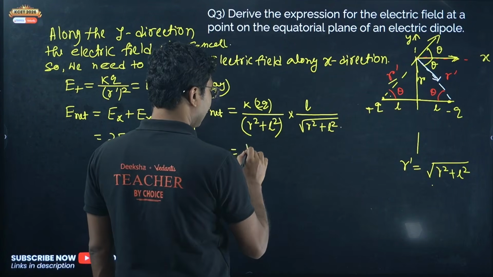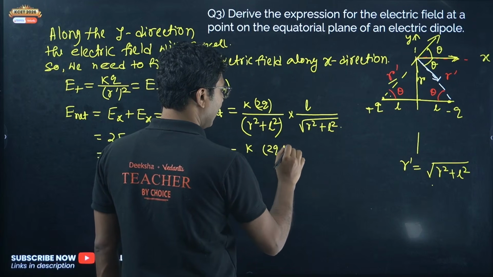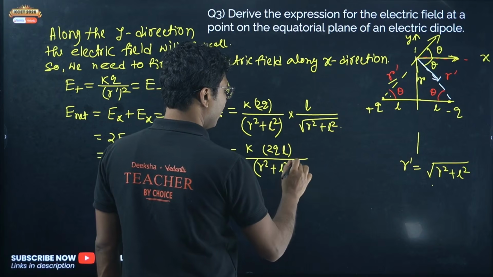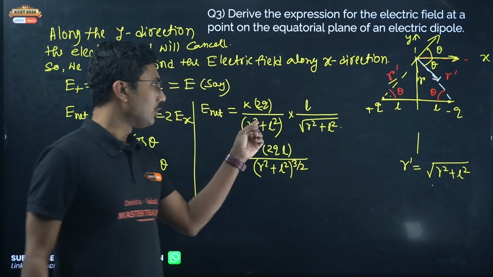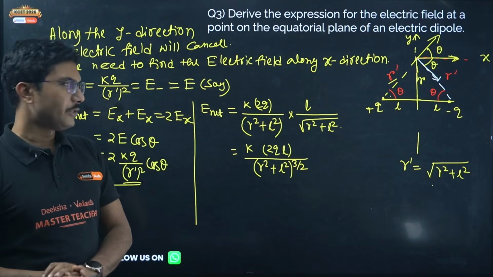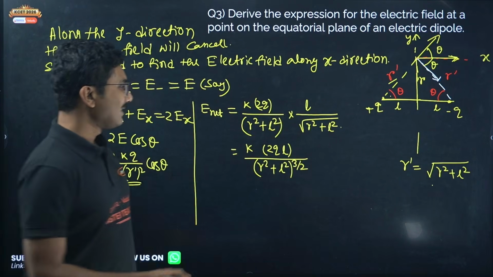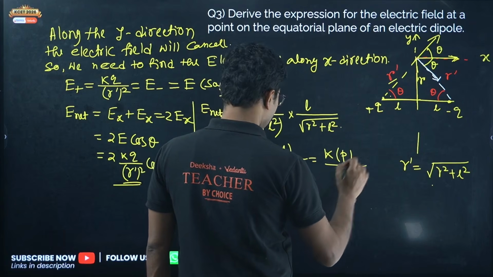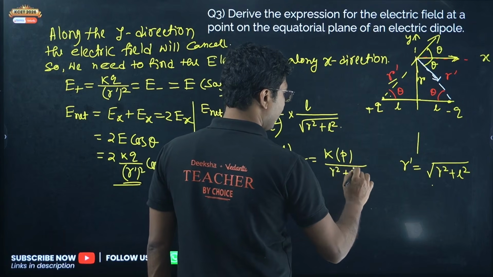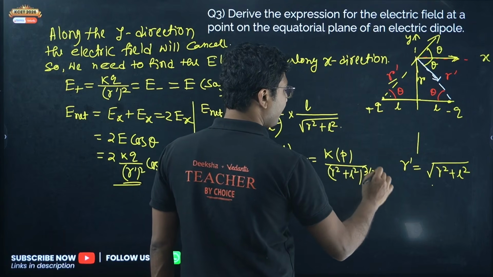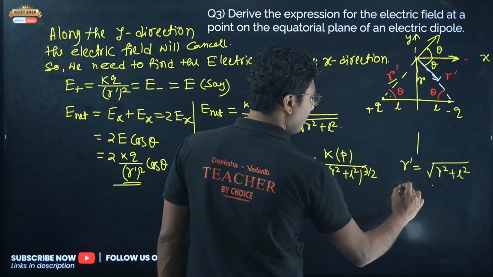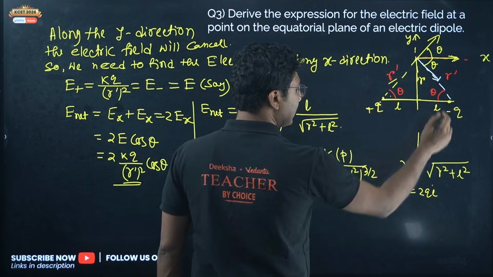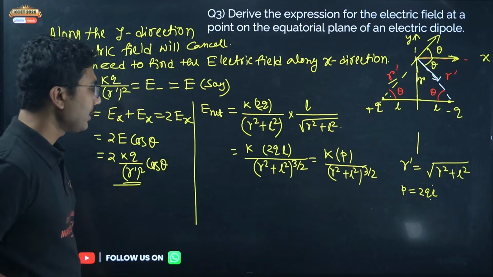So we can write this as K into 2QL divided by (R square plus L square) to the power 3 by 2. Now what is this 2QL? Again, 2QL is nothing but the dipole moment. So P equals 2QL. Mention P equals 2QL. 2L is the distance, charge is any one of the charges, that is the dipole moment.